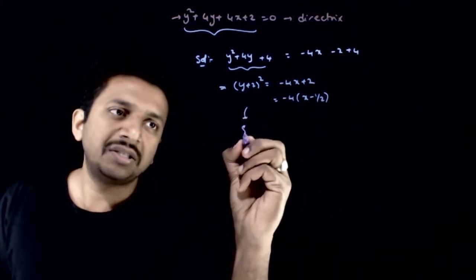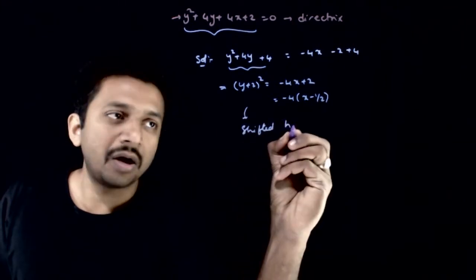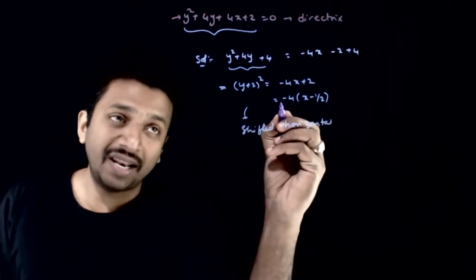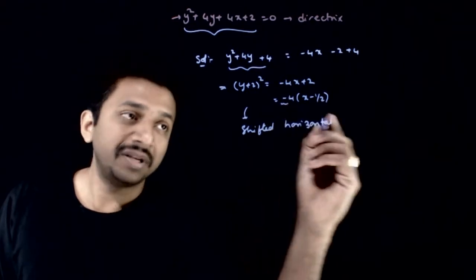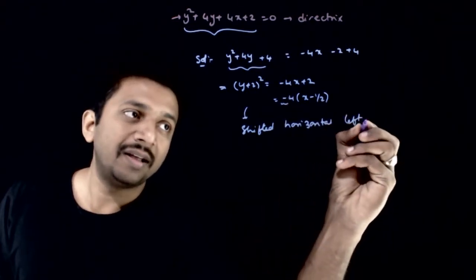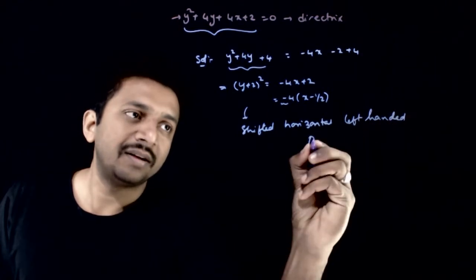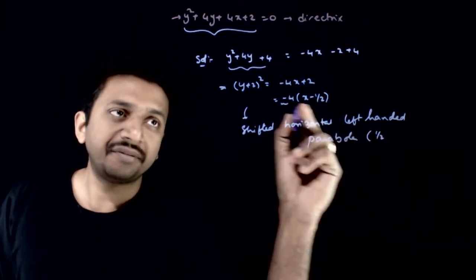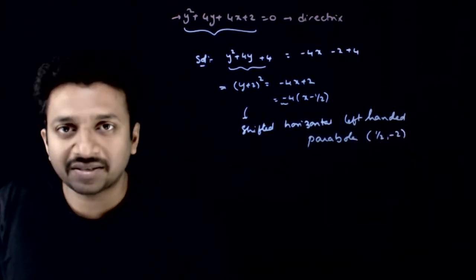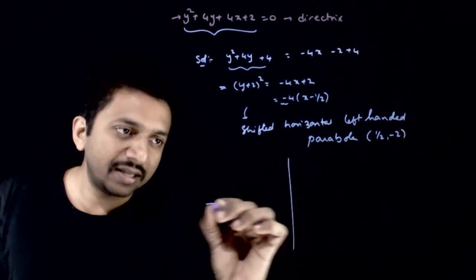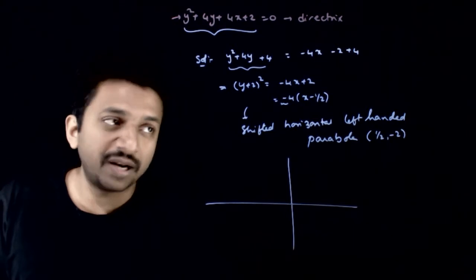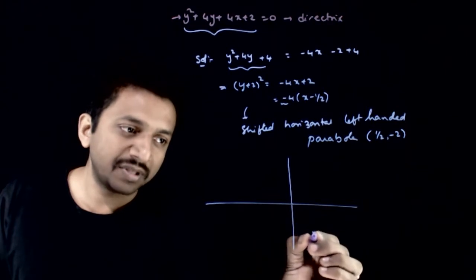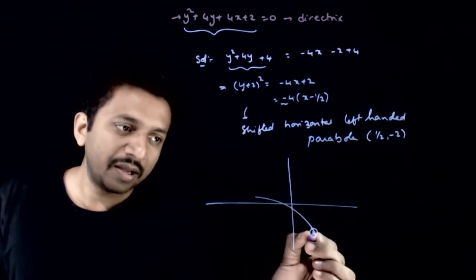So this is a shifted horizontal left-handed because you have a negative sign with the x term. So horizontal left-handed parabola, right, with vertex as half and minus 2. That's the vertex. So if you take the diagram of this graph of this parabola, the vertex will be half comma minus 2, somewhere here, and the parabola would be looking like this.